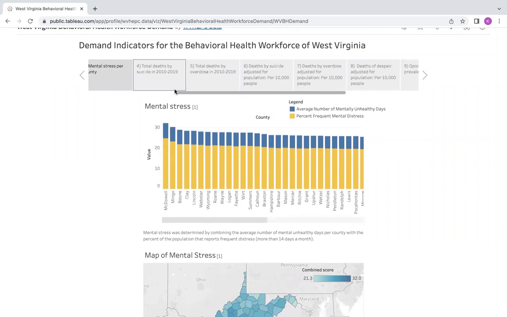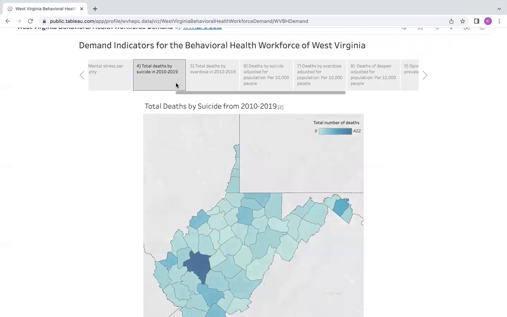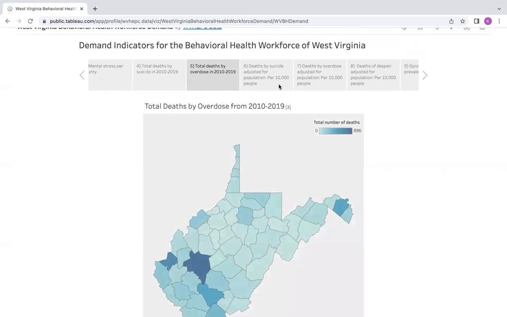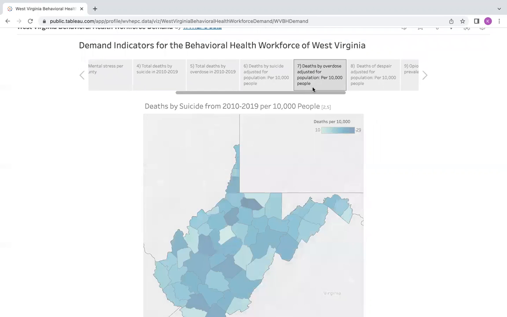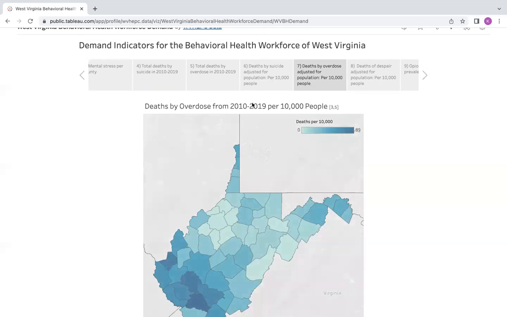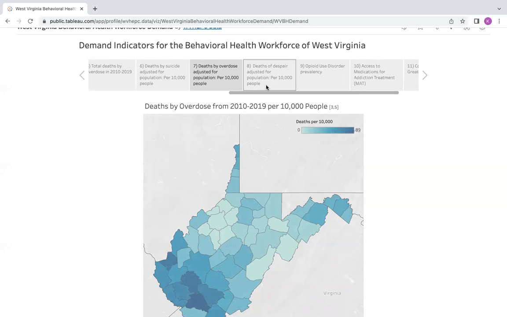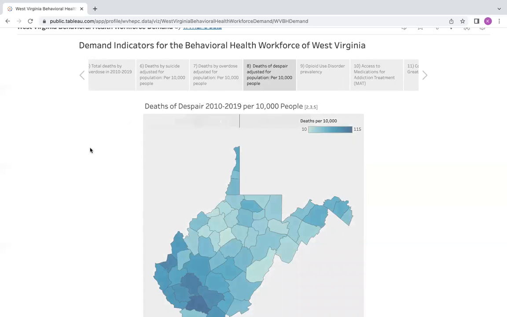Next few sheets look at deaths by suicide and deaths by overdose. The first are the total deaths. And next we look at the deaths adjusted for population. A note about these deaths. Firstly, these are from the decade of 2010 to 2019. Additionally, data has been suppressed if any of the deaths were reported between 0 to 4 in that time period. It was suppressed to 0 deaths for privacy reasons.